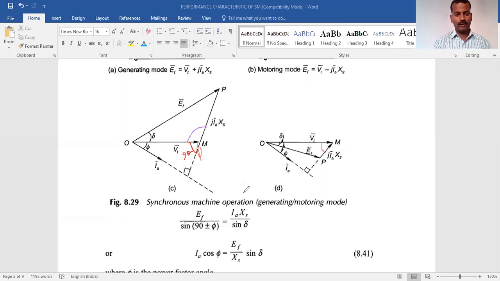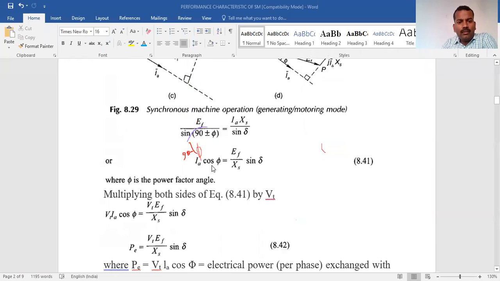Though I forgot the name of this theorem, Lambert or something else, you have studied it in trigonometry at 12th level. As per this theorem, this relation has come: EF upon sine of 90 plus or minus phi will be equal to IAXS upon sine delta. From this relation we can determine, just a second, I want to delete it.